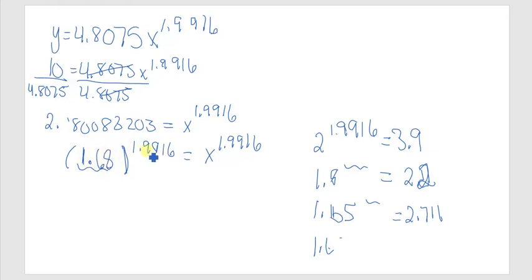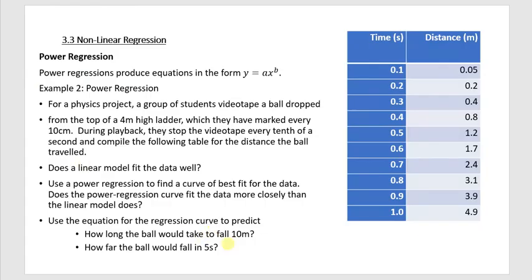So 1.68 to this exponent equals this. We can get rid of those. We know that x equals 1.68. So it takes 1.68 seconds to drop a height of 10 meters.